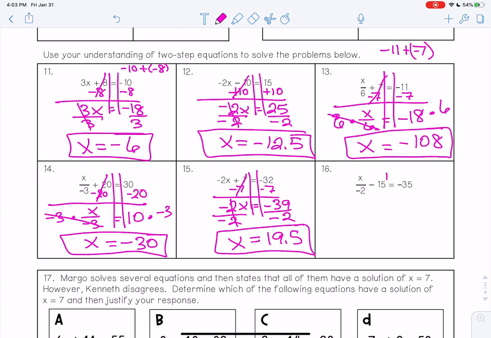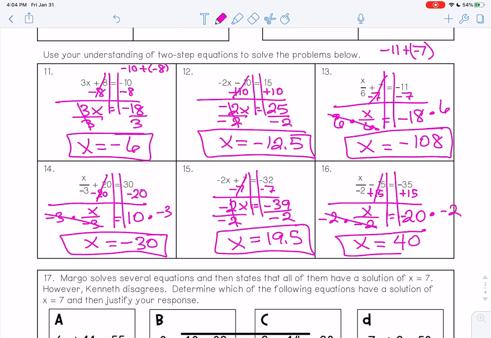For 16, I'm going to draw the river. I'm going to add 15 to both sides. And we get x over negative 2 equals negative 35 plus 15, which is negative 20. The opposite of division is multiplication, so I'm going to multiply both sides by negative 2, and I get x equals a positive 40 because we have a negative 20 times a negative 2. They like the same music, so they're positive.